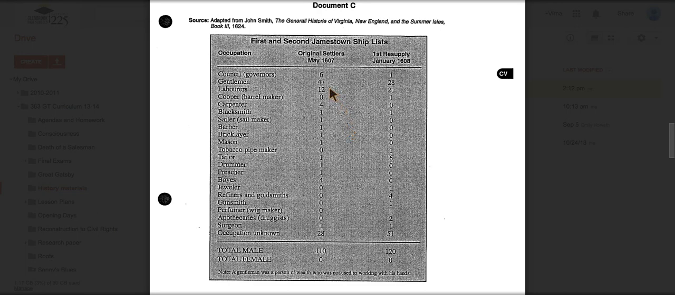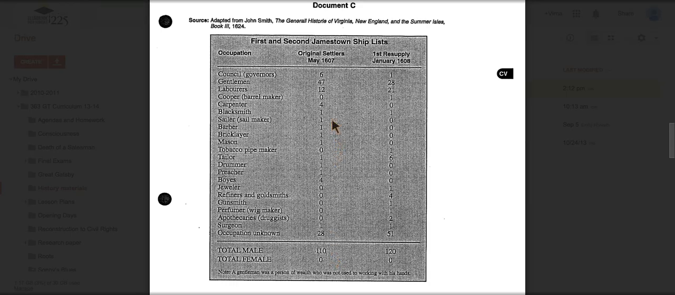We have 12 laborers, 6 governors, sounds like a gentleman to me, 4 carpenters, 4 boys, which are probably young kids, and then we have one each of one blacksmith, 1 sailmaker, 1 barber, 1 bricklayer, 1 mason, 1 tailor, 1 drummer, 1 preacher, and 1 surgeon for all 110 settlers at Jamestown in 1607.